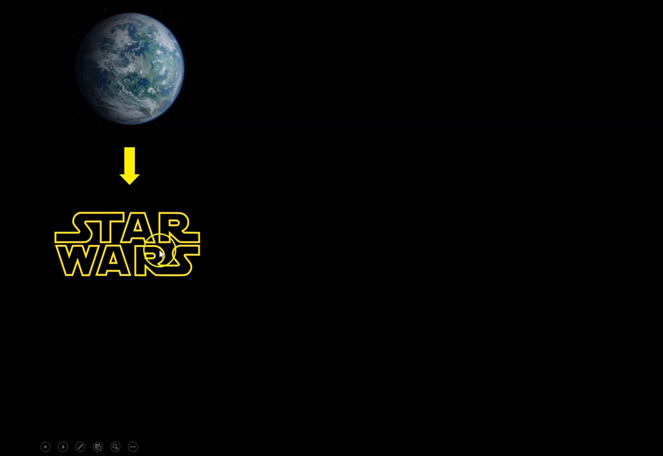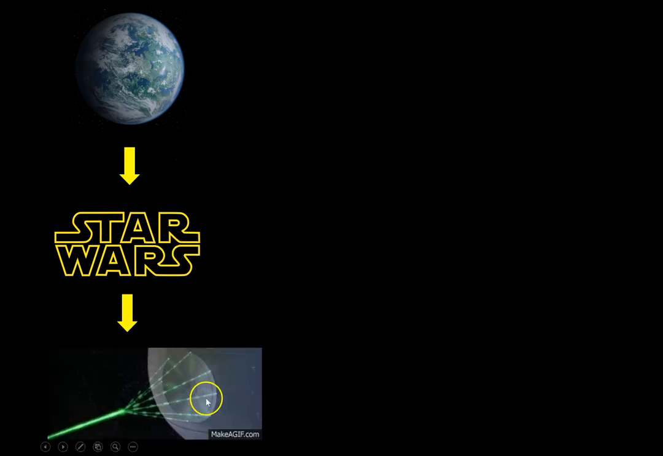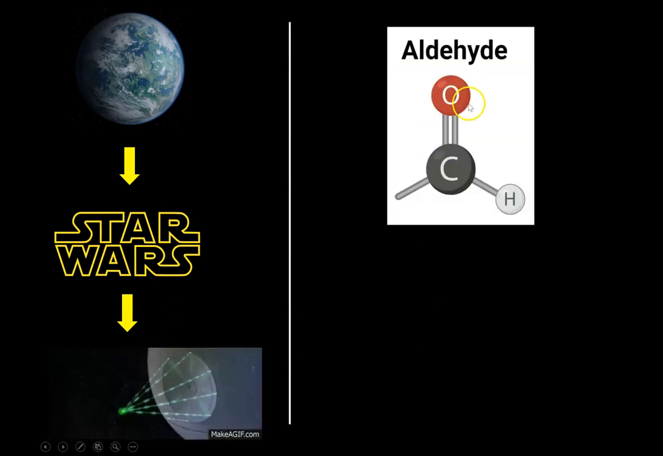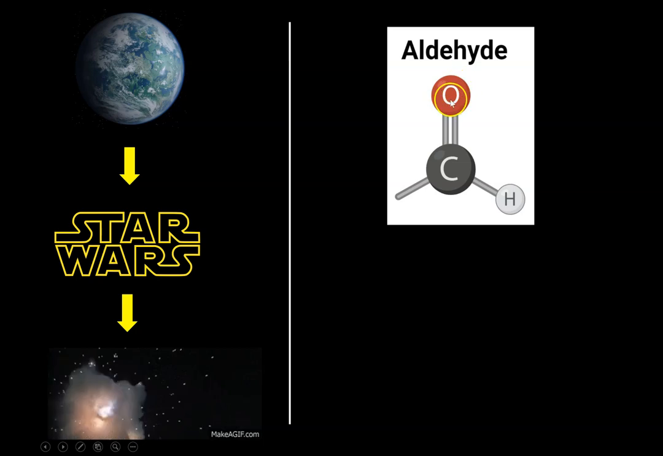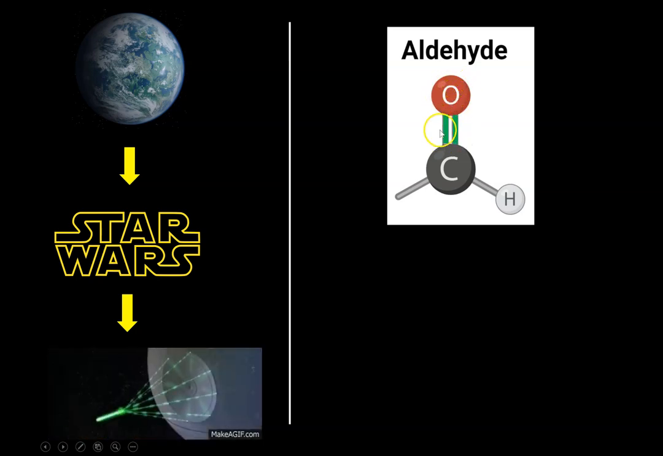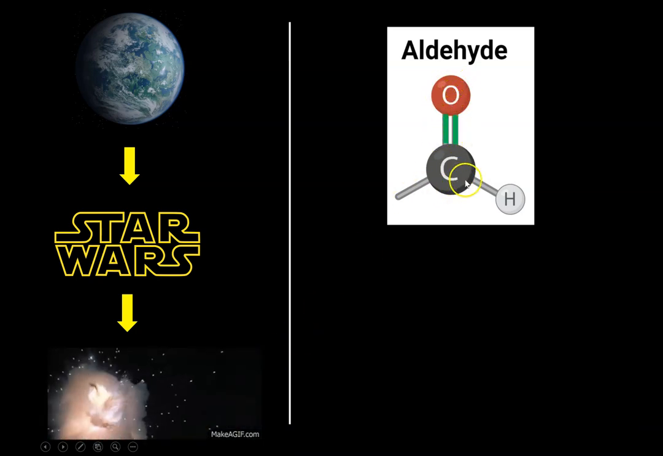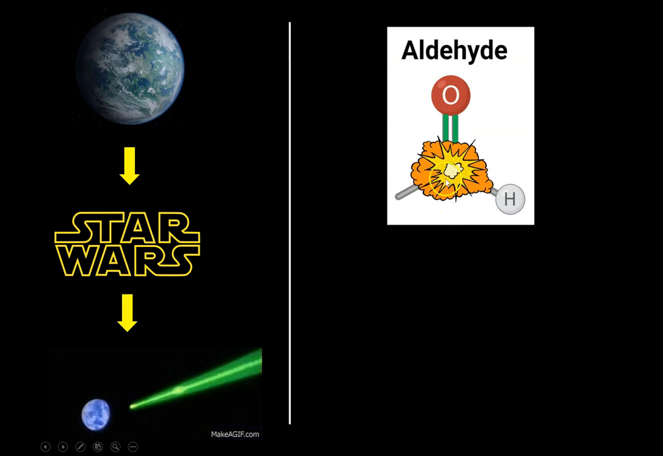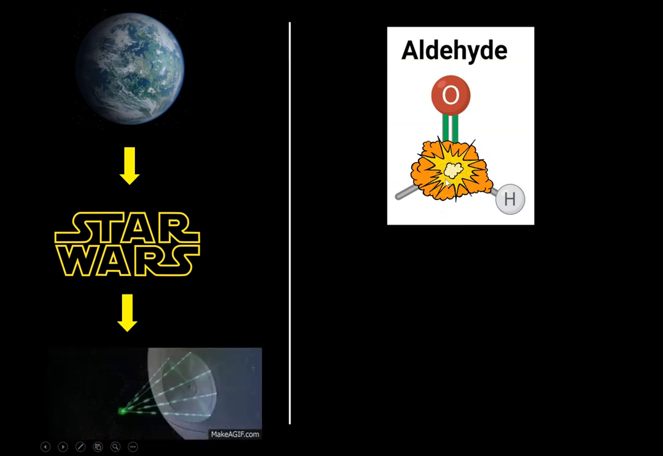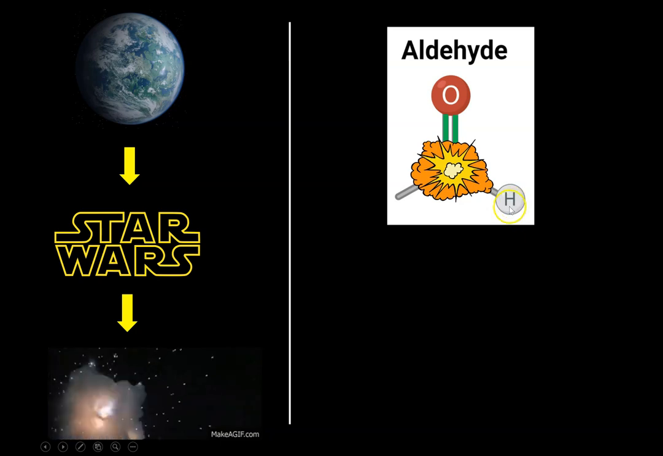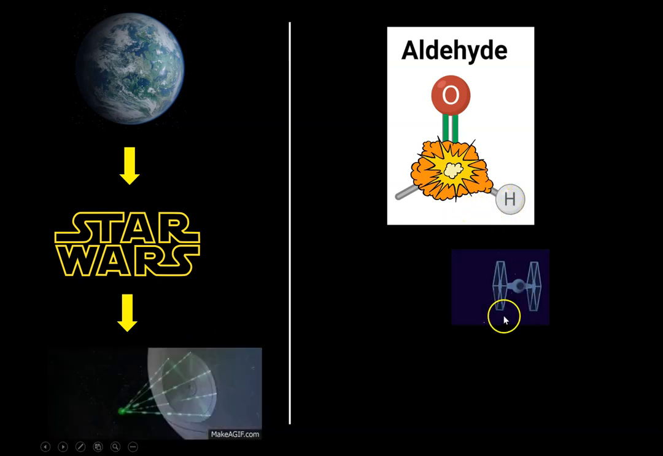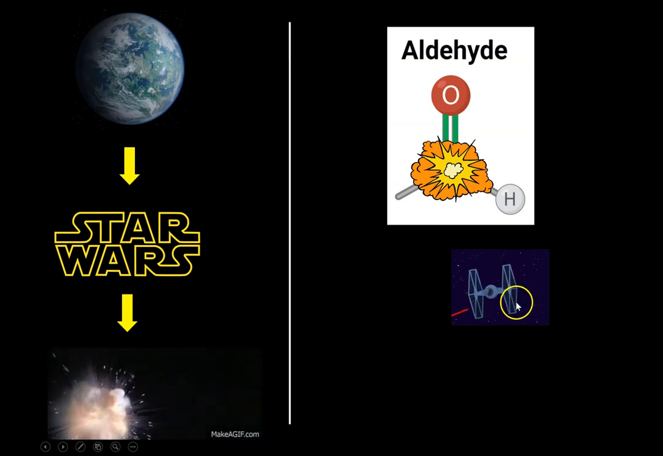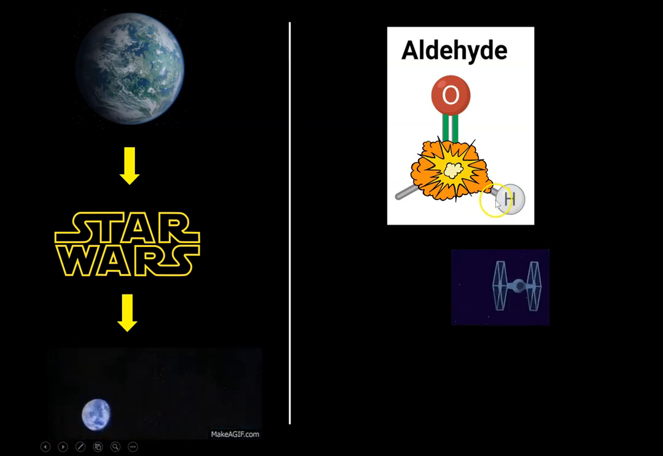And in the Star Wars movie, Alderaan was blown up by the Death Star. And when I look at the aldehyde functional group, I see the Death Star shooting its laser beams at Alderaan, and then Alderaan blows up. But what is this supposed to be? How does the hydrogen fit into all this? Well, the hydrogen is a TIE fighter flying away from the explosion.